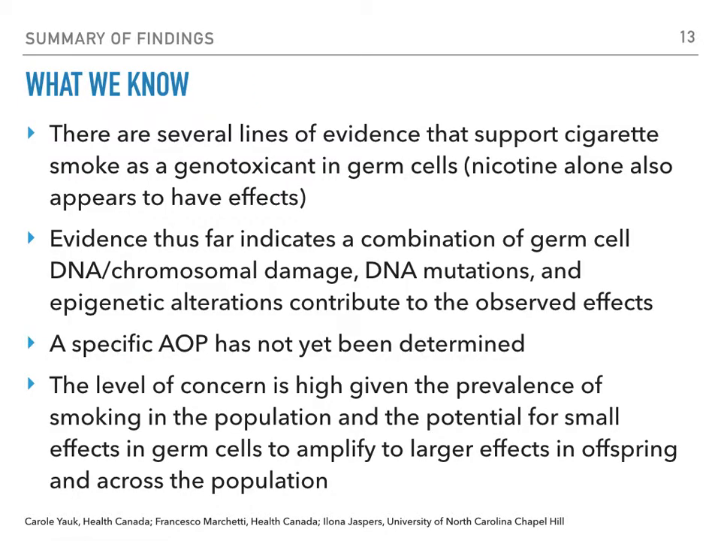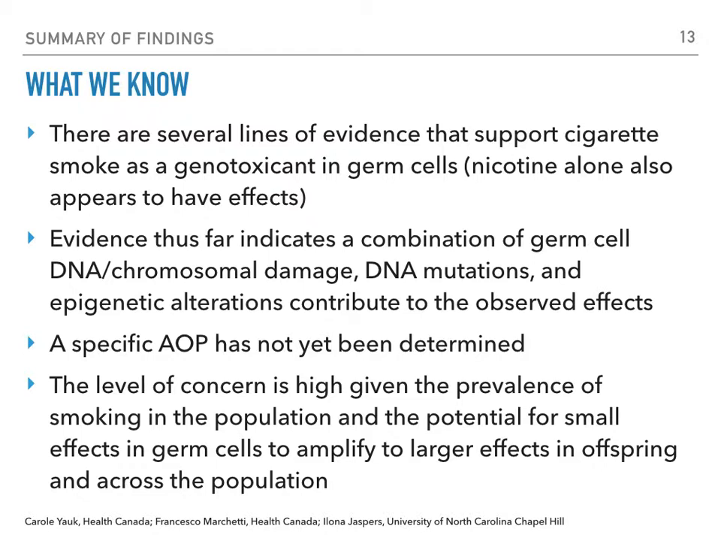So to wrap up what we know at this point, there are several lines of evidence supporting cigarette smoke as a genotoxin in germ cells, and nicotine alone also appears to have effects which could have implications for e-cigarettes and other smokeless tobacco products. And the evidence that we have so far indicates that there's a combination of germ cell DNA and chromosomal damage, DNA mutations, and epigenetic alterations that can manifest in these observed effects.